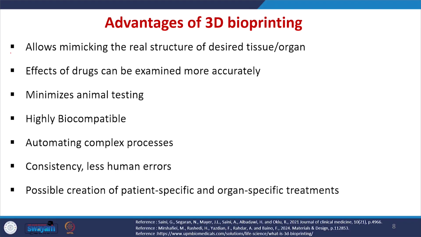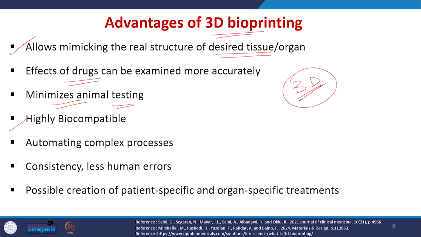Let us see the advantages of 3D bioprinting. The 3D bioprinting allows mimicking the real structure of desired tissue or organ. That means we can use the 3D bioprinter and we can print the artificial organ or artificial tissue in the lab environment, and that can be useful for studying the efficiency of drugs more accurately, and again that minimizes the animal testing. So, we can study the efficiency of drugs using this 3D printed tissue, and that reduces the use of animals, and also this is highly biocompatible and it is an automated process.